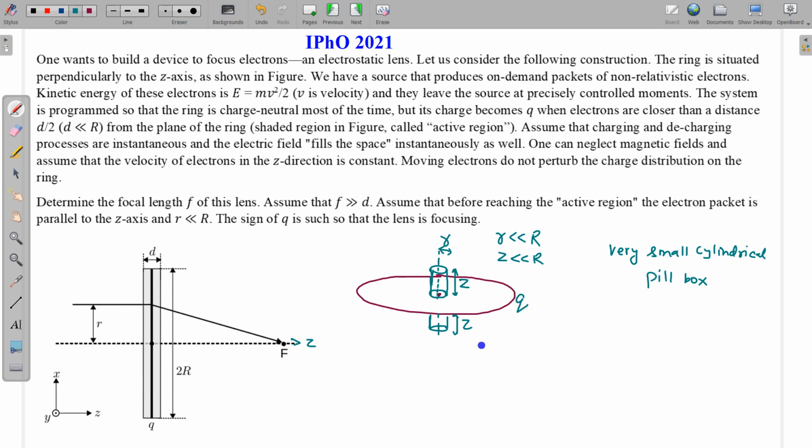Suppose the charge is small q, so this charge is distributed on this periphery, and there is no charge inside this Gaussian surface. So the net flux through this Gaussian surface should be equal to 0. So phi net is definitely equal to 0. I am drawing this Gaussian surface separately. So this is my Gaussian surface.